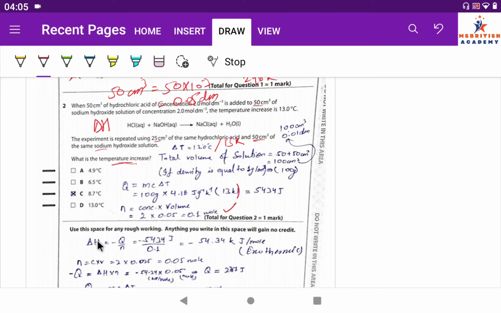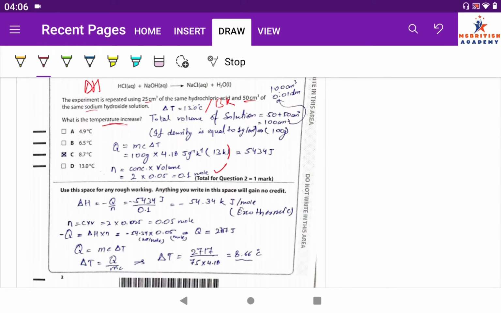So from here the number of moles will be 0.1 moles. Now we will use the formula for finding delta H, that is minus Q upon n, and Q is 5434, divided by 0.1. After calculating we will get minus 54.34 kilojoules per mole. Because this is negative, this reaction is exothermic. It will release heat.